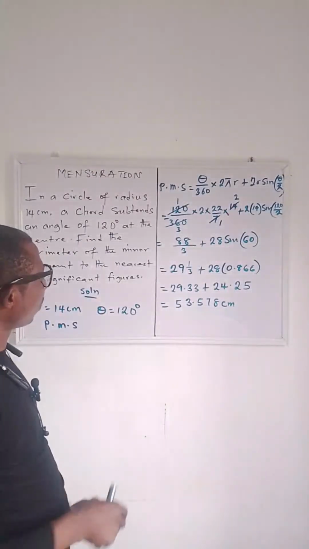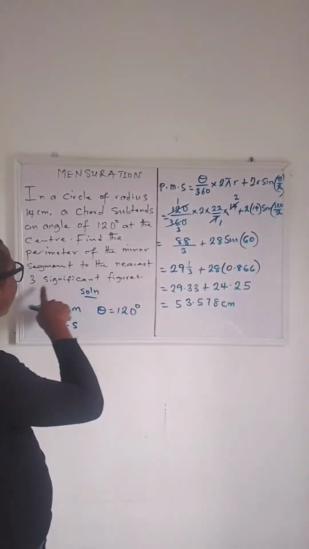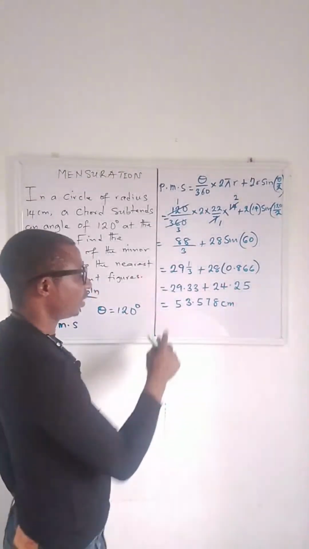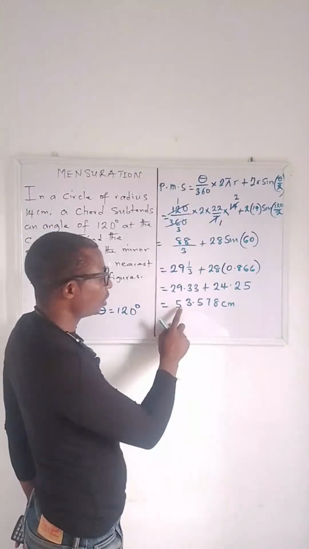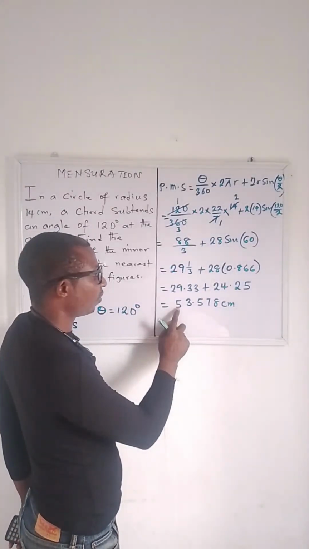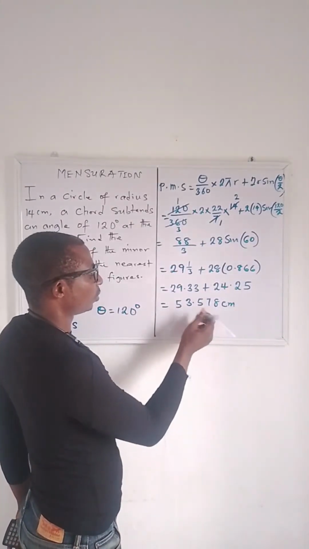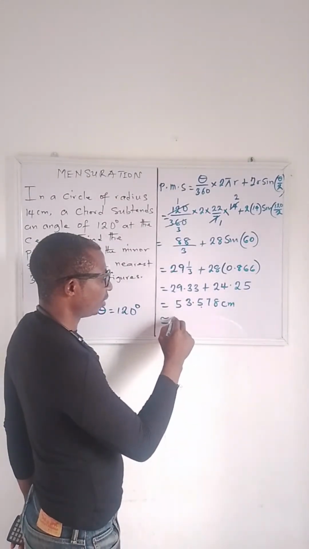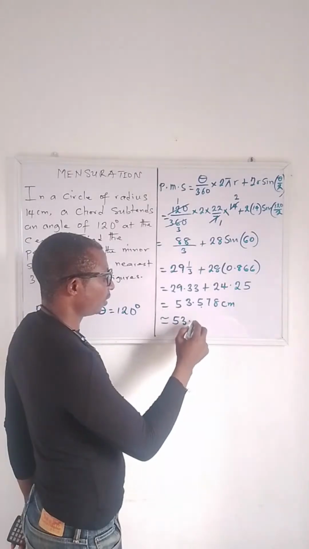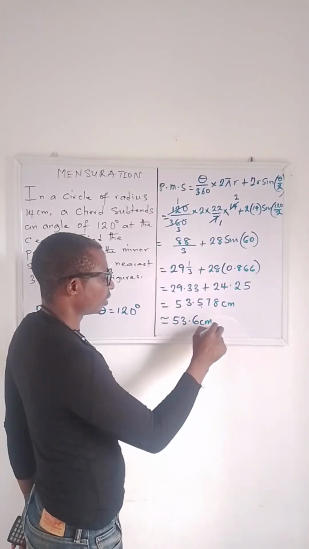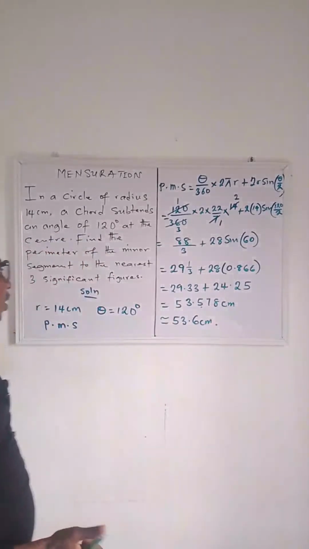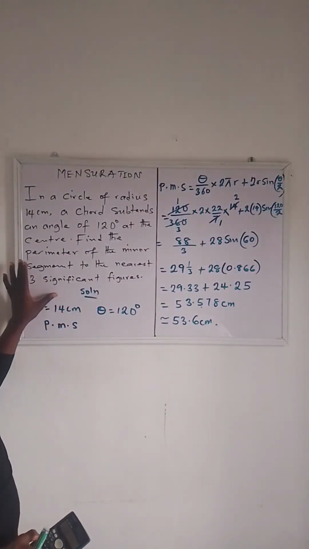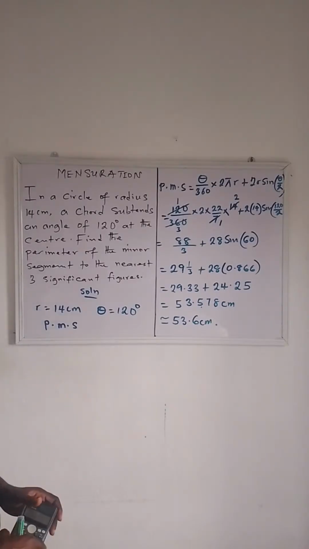All right, so now the question asks you to find the answer to 3 significant figures. This is the first significant digit, so you count 3 from the first one: 1, 2, 3. So you stop here. That means your answer is approximately 53.6 centimeter. So this is the perimeter of the segment.